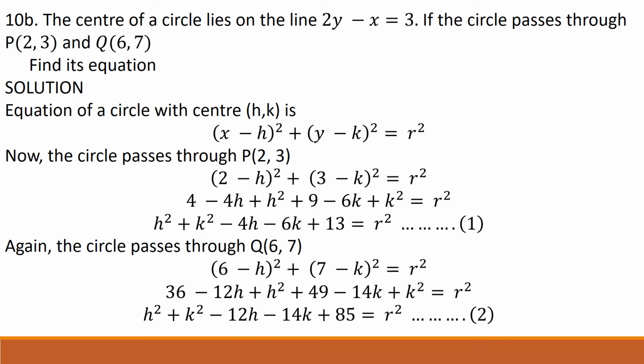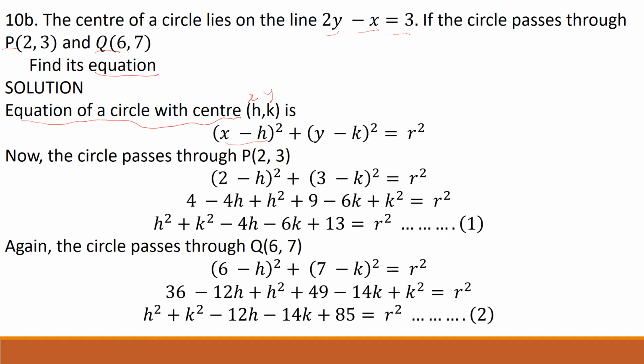Okay, we are on to question number 10b, and we have the center of a circle that lies on the line 2y minus x equals 3 and passes through 2 points, point P and point Q. We have to find the equation of the circle. So let's say that the equation of the circle is with the center h as my x coordinate and k as my y coordinate.